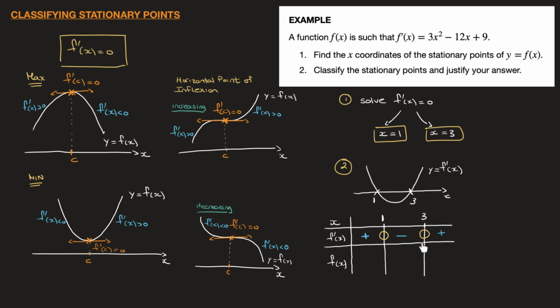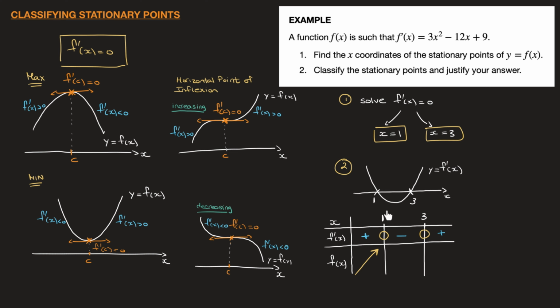And now that this row showing us the sign of the derivative is complete, we can complete this tall row we have for f of x to indicate whether f of x increases or decreases. And here's what I mean. To the left of x equals 1, we can see that f dash of x is positive. And if the derivative is positive, that means that the function is increasing. So I draw an arrow pointing upwards.